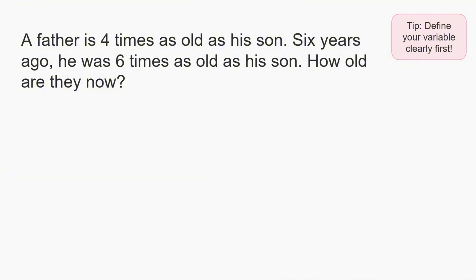So it can get a little bit confusing because we're dealing with the present and the past, but we can break it down so it becomes simple. So first, let's start with defining our variables. We can make F equal to the father's age. And this is going to be the father's present age. And S is going to be the son's age, also their present age.